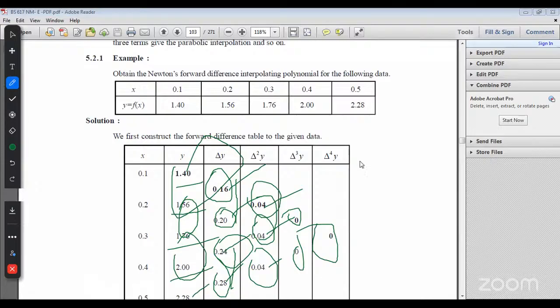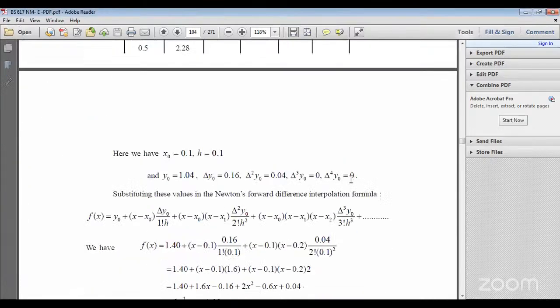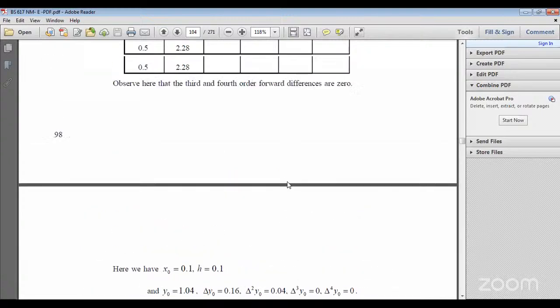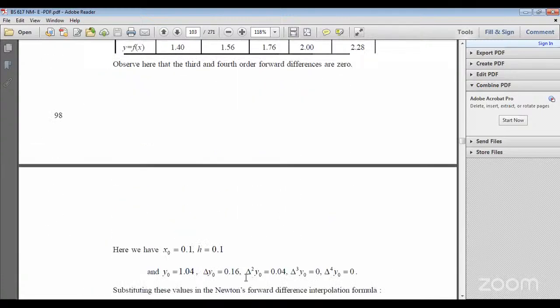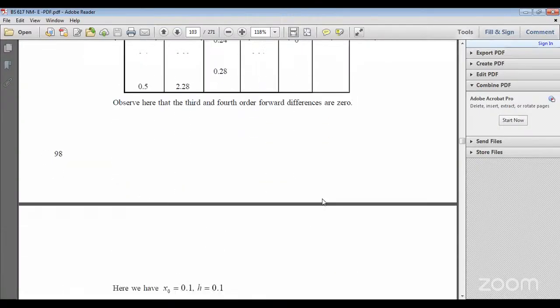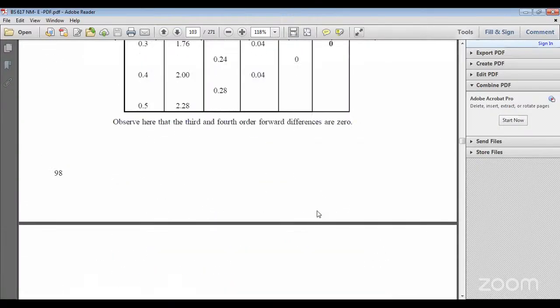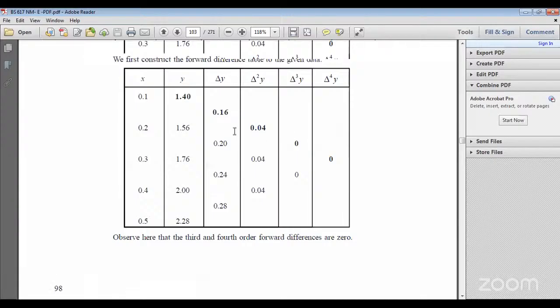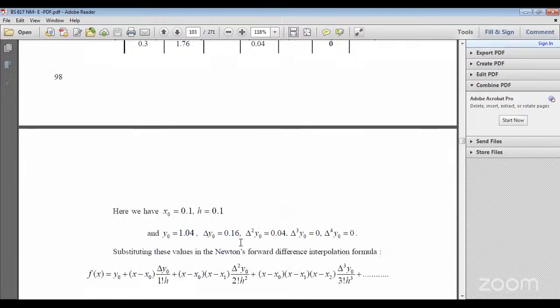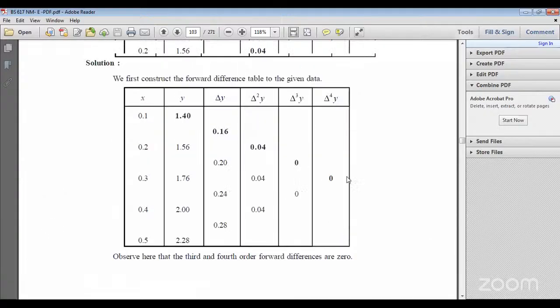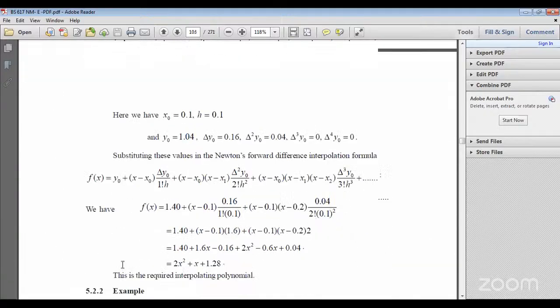So here we have x naught equal to 0.1. Therefore we take del y naught equal to 0.16, del square y naught equal to 0.04, del cube y naught and del 4 y naught are 0. So these values I am substituting in the equation: y naught plus (x minus x naught) by 1 factorial del y naught, plus (x minus x naught)(x minus x1) by 2 factorial h square del square y naught, plus (x minus x naught)(x minus x1)(x minus x2) by 3 factorial h cube del cube y naught.